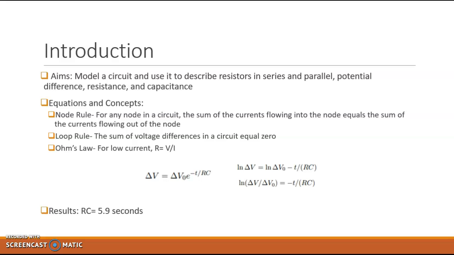Additionally, to understand the relationship between resistors and capacitors, we know that the discharge of a capacitor follows exponential decay. So taking the natural log of this relationship gives us a plot that can help us determine our RC value, which is the time at which the voltage difference has dropped to 1 over e of its original value. For my results, I found my RC value to be 5.9 seconds.